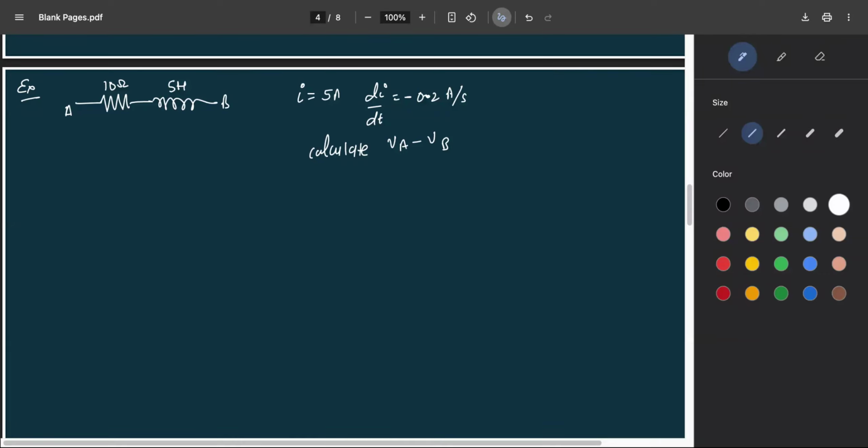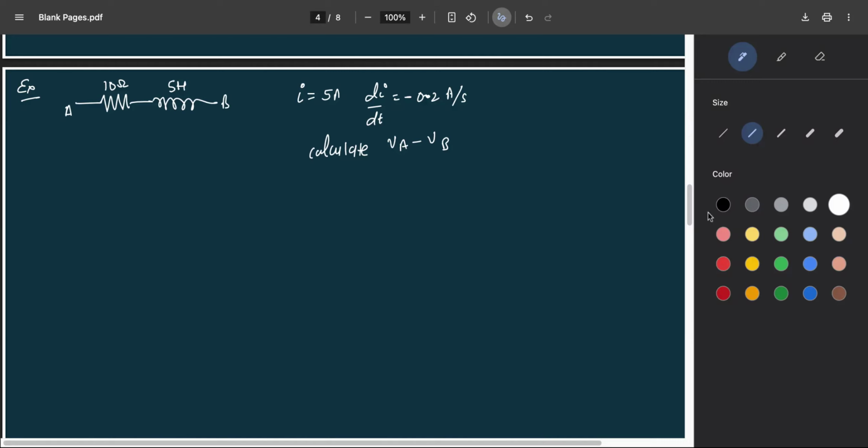Sir, is it 51? Yeah, how much? What's the answer? 51? 51. How is that 51? It's not 51. Look at this and carefully solve it once. Okay, I'll just give it once.